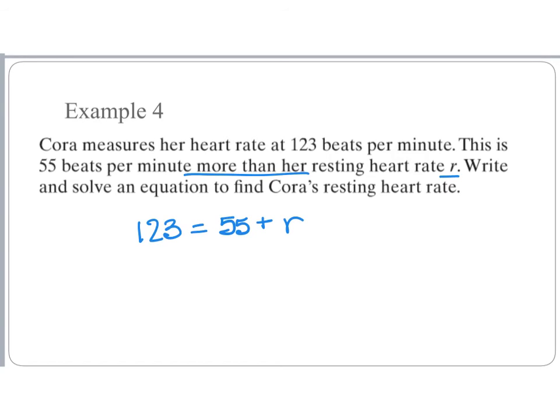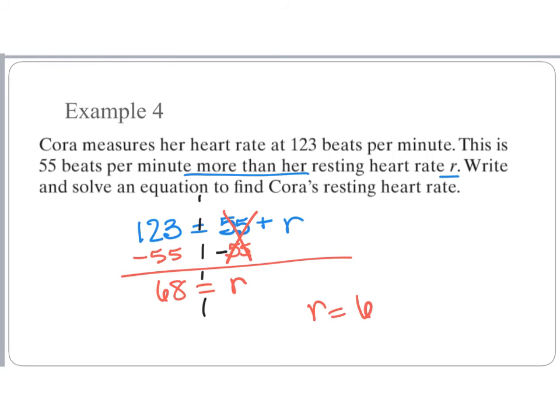To solve for R, I need to get R by itself, which means I'm going to have to undo the 55. The 55 is a positive 55, so I'm going to undo that by subtracting 55 from both sides. And when I subtract 55 from 123, 68 is equal to, 55 minus 55 is going to cancel, and that's just going to leave me with R. So R is going to leave me with 68 beats per minute.